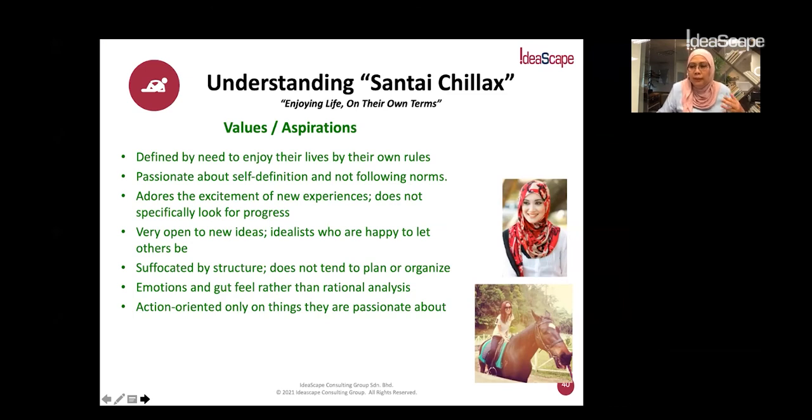Yeah. And they get highly excited with new experiences, new ideas. They would be more likely to accept new things. Like if someone is, pardon me, LGBT, for example, yeah? They will be the ones saying, it's okay, we just accept them. When the Melayu traditional will be going like, nah, the elitist might go, no, that's not one of us. But Santai Chillax is okay, so you have a different sexual orientation. That's fine, that's just you. I don't judge you like that.